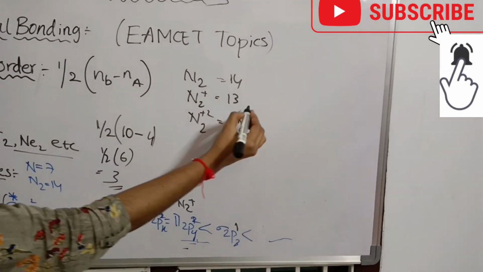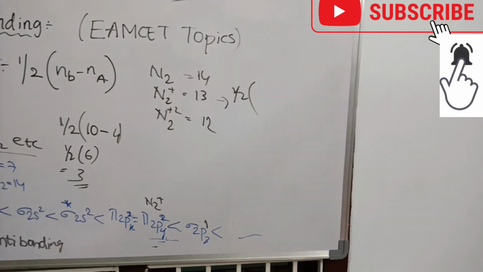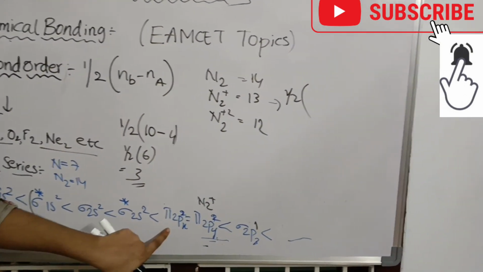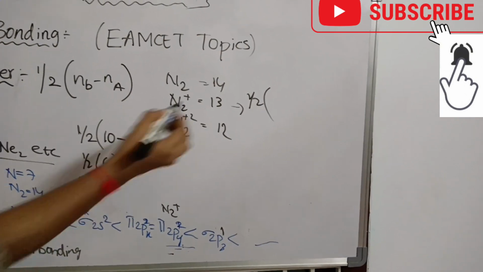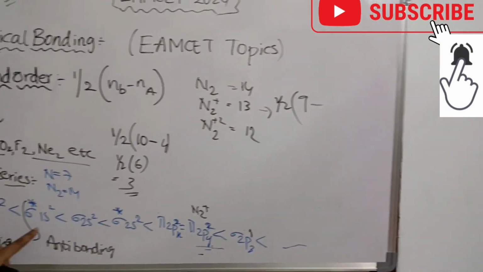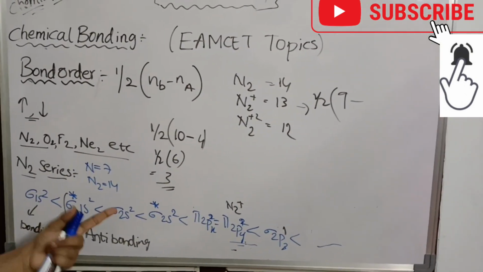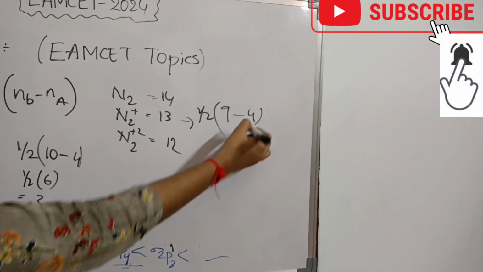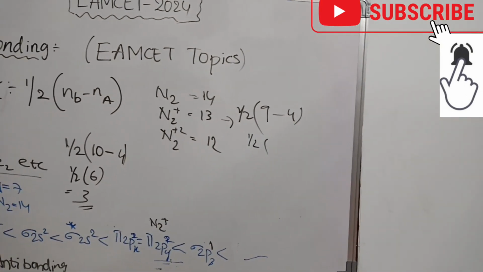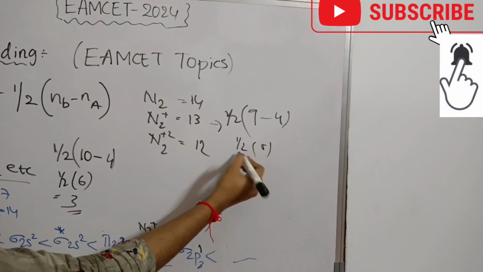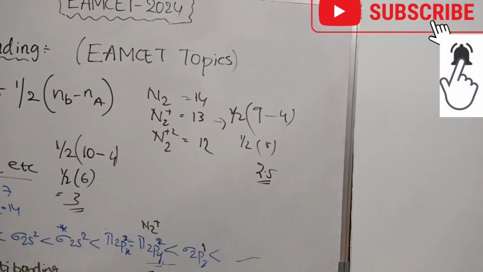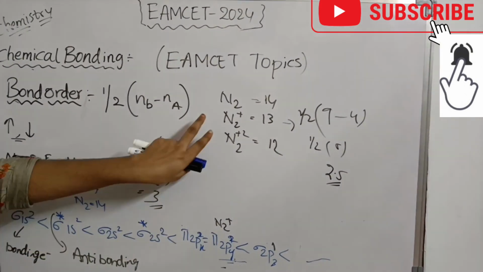Now, what is the N2 plus bond order? 1, 2, 3, 4, 5, 6, 7, 8, 9. So here we'll get 9 bonding electrons. Minus anti-bonding: 1, 2, 3, 4. So no change, 4. So half into (9 minus 4) is 5 by 2. So what we'll get? 2.5, right? So that is the answer. 2.5 is the bond order of N2 plus.